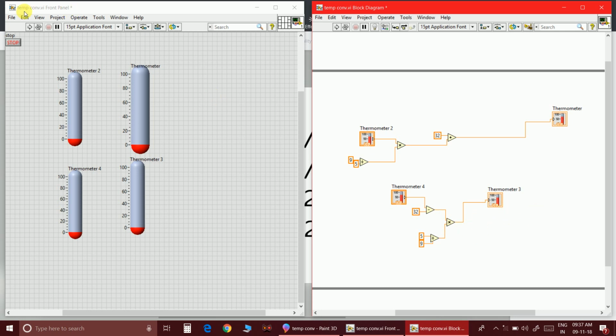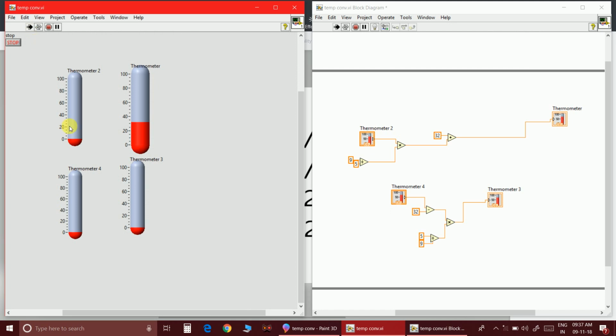So now you can see, if I run this, if I change the temperature, then you can see that the temperature is varying. You can check the numbers also by creating, instead of a thermometer, a constant or control so that the numbers of temperature will be displayed.